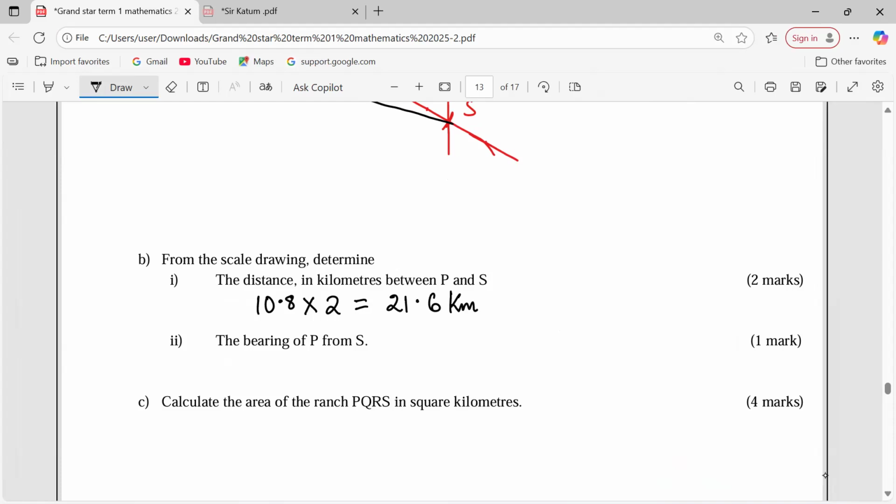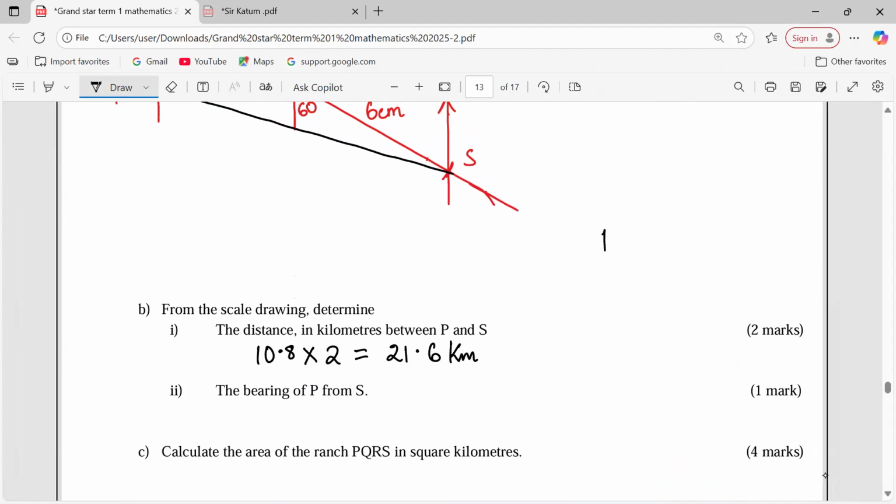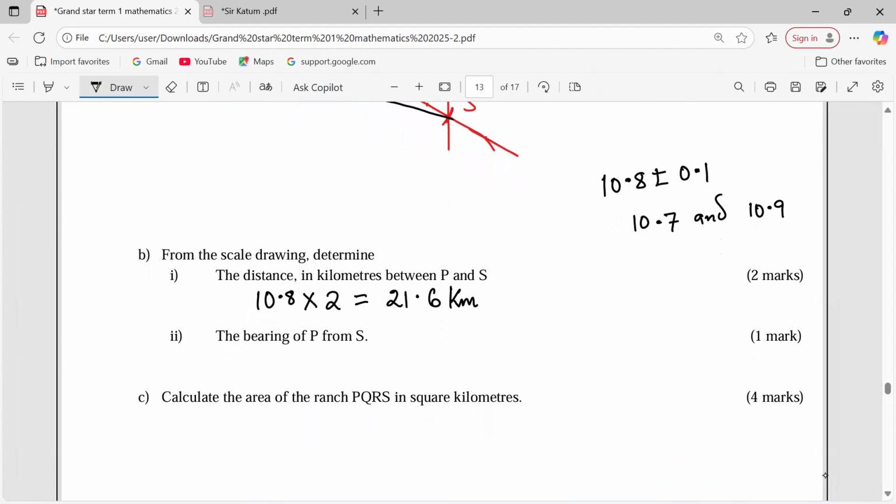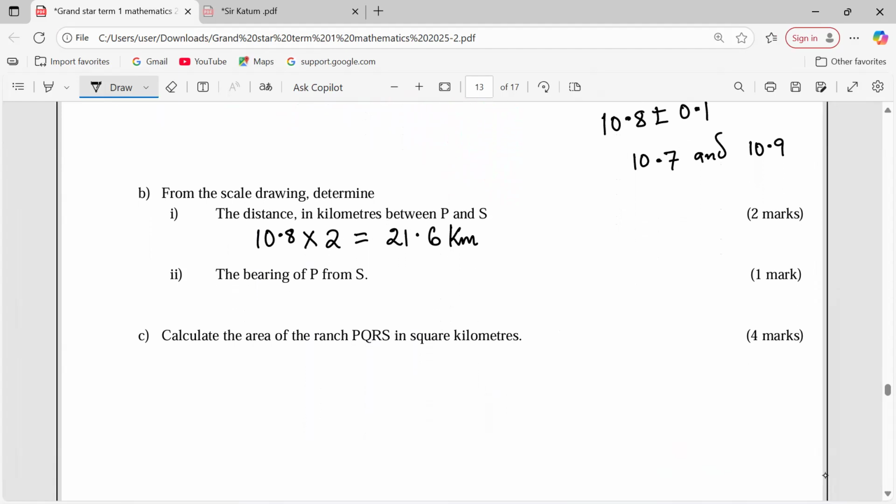It's good to know that a certain range is allowed when we are having 10.8, so either plus or minus 0.1. So the people with 10.7 and the people with 10.9 will also be considered to have done the right thing. Therefore, when they convert that distance to kilometers, they will be right.